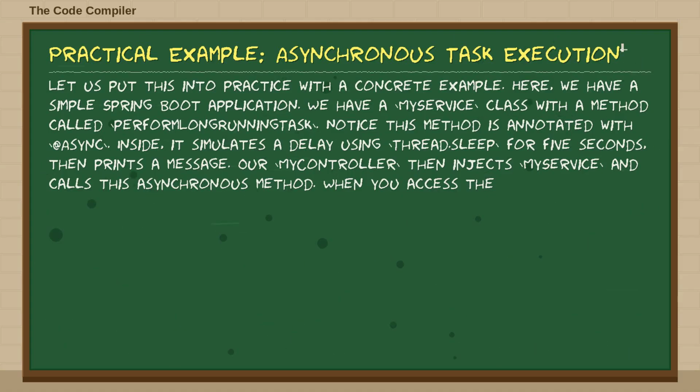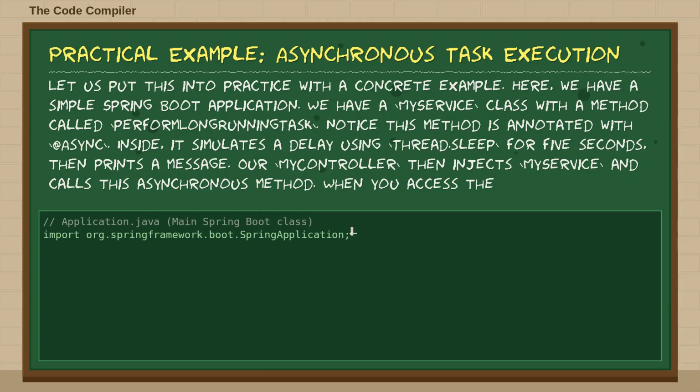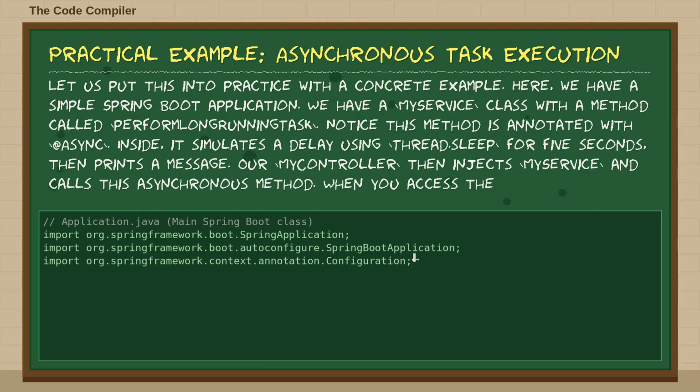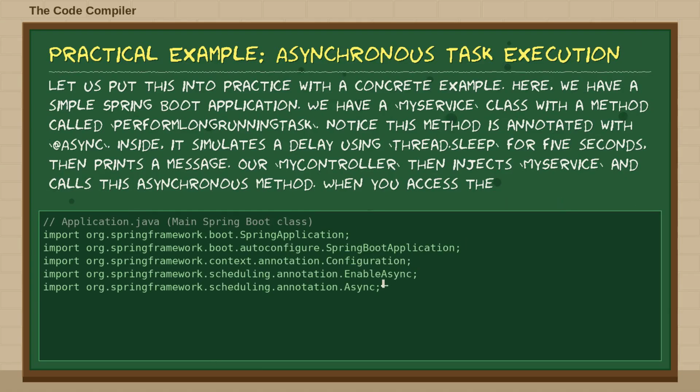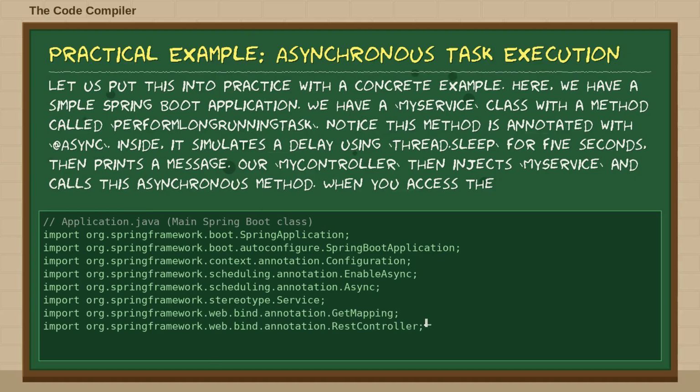When you access the startAsyncTask endpoint, you will immediately get a response from the controller saying async task started, even though the performLongRunningTask method is still running in the background. The console output will first show the controller message, and only after 5 seconds will you see the long-running task completed message. This clearly demonstrates how the main thread is not blocked, providing a much better user experience.